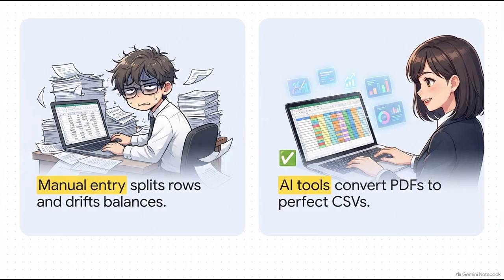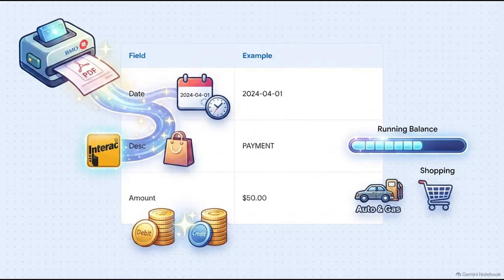Instead, we can look to AI extraction tools. Platforms like BankRead, DocuClipper, and PDF to text can automatically convert those PDF statements into perfect CSVs. When you feed your BMO PDF into one of these AI extractors, it actually performs a kind of magic. It intelligently pulls out the transaction date and standardizes it. It grabs the exact description, like an Interact Direct payment. It perfectly separates your debit and credit amounts, pulls the running balance, and some even assign an AI category right out of the gate, like auto and gas or shopping.